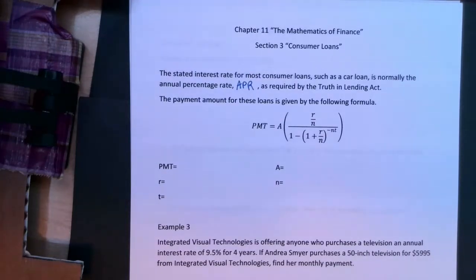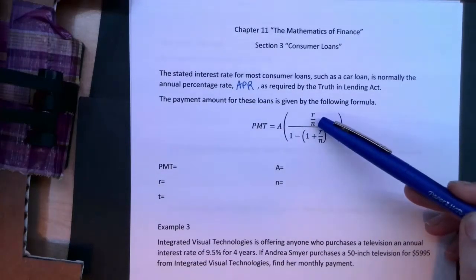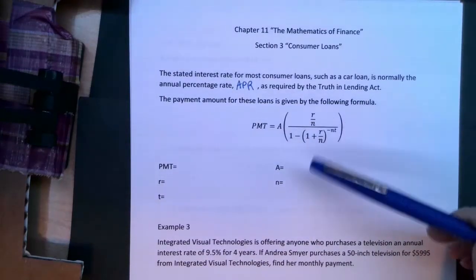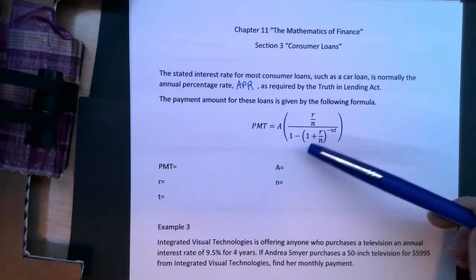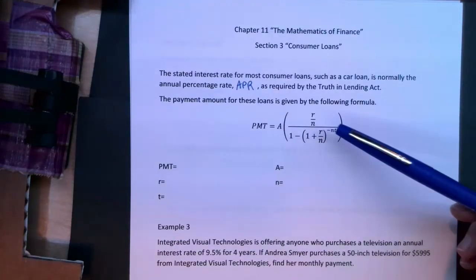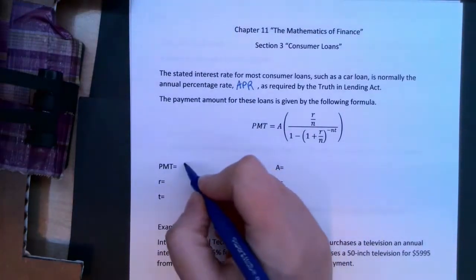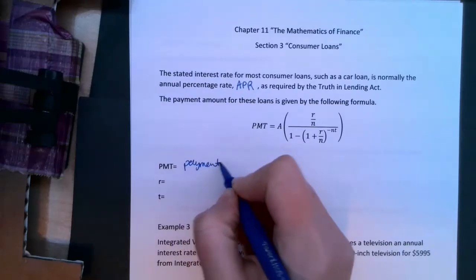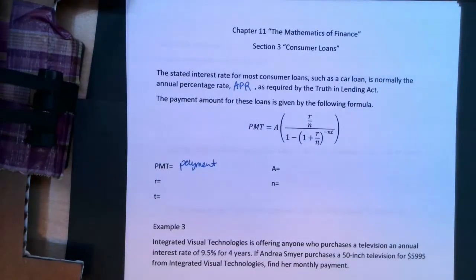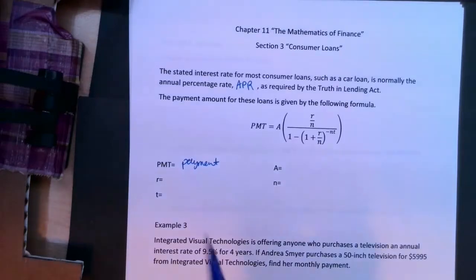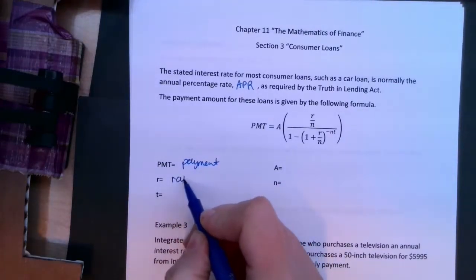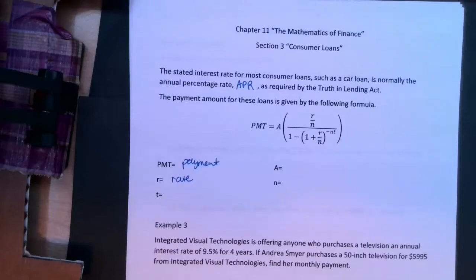The payment amount for these loans is given by the following formula. The payment is equal to the amount of the loan times a big fraction: the rate over the number of payments per year, all over 1 minus (1 plus the rate over the number of payments per year) to the negative number of payments per year times the years. Here PMT is payment, made on a regular basis, n times a year. R is your interest rate, and T is years.